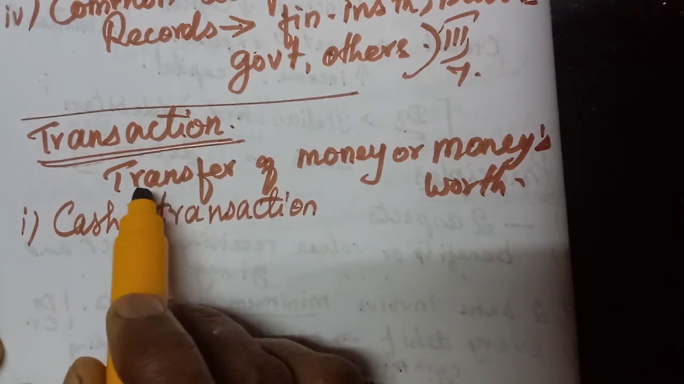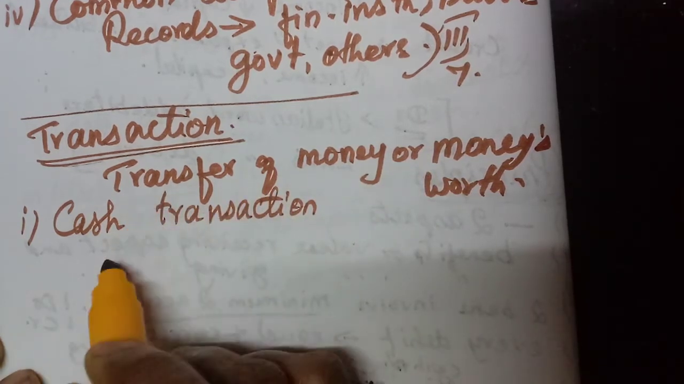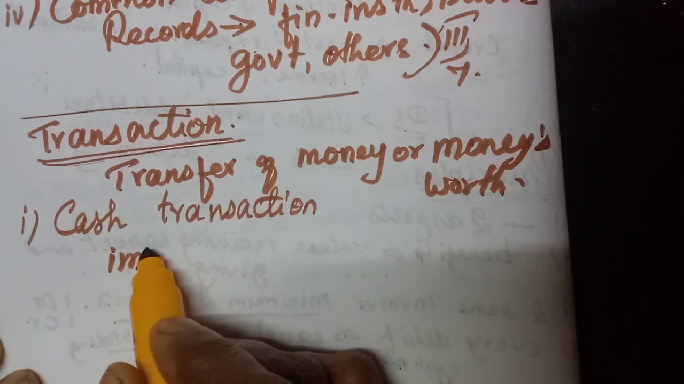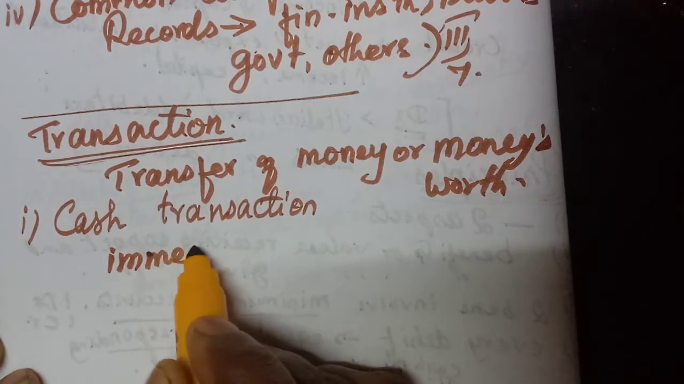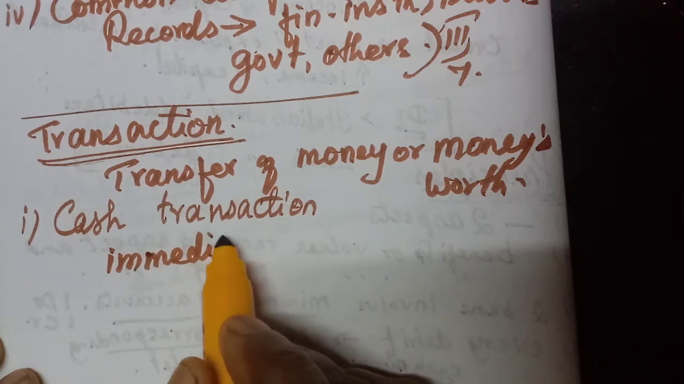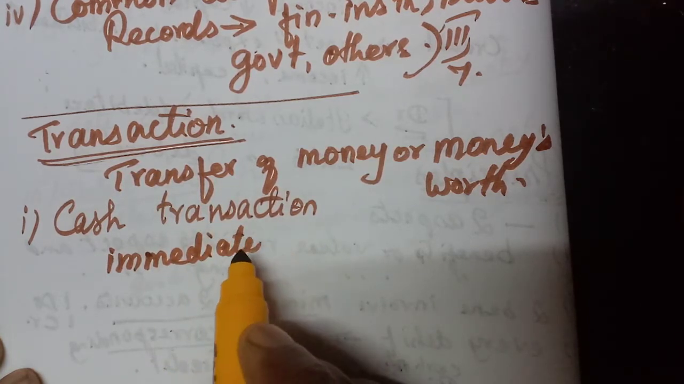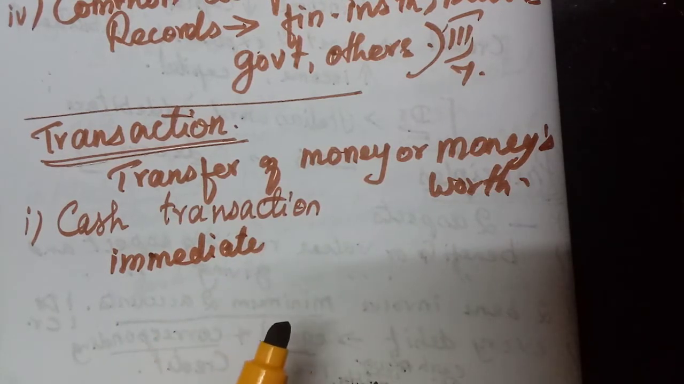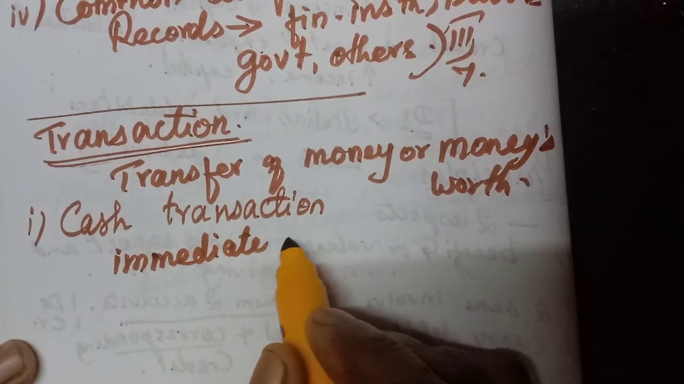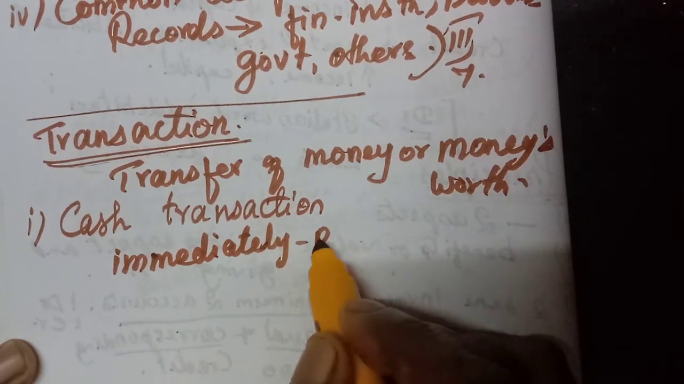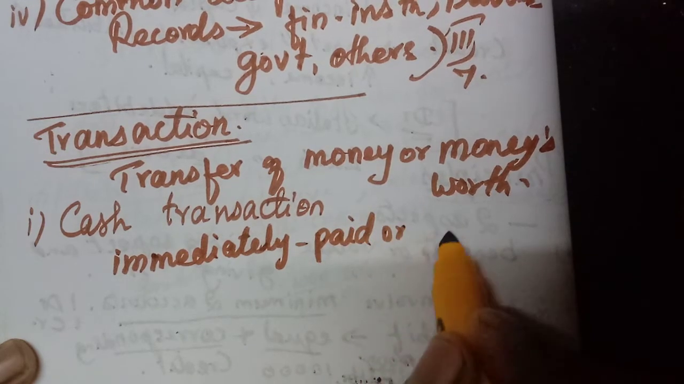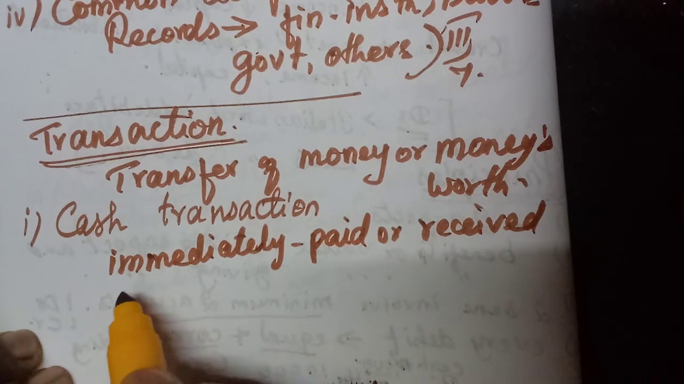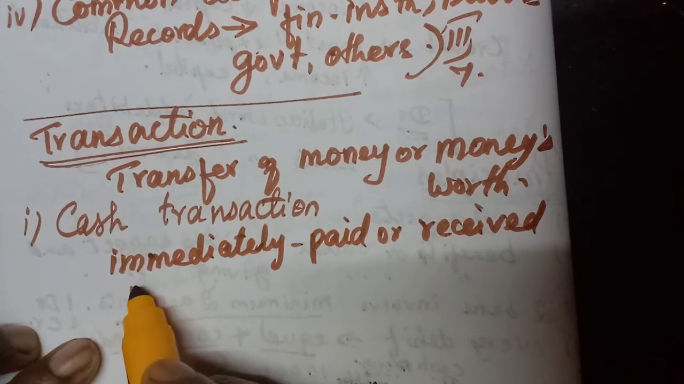Here, transaction means transfer of money or money's worth. That is an immediate transaction, that means the immediate payment or receipt. When cash is paid or received immediately, we can say that cash involvement is immediate.